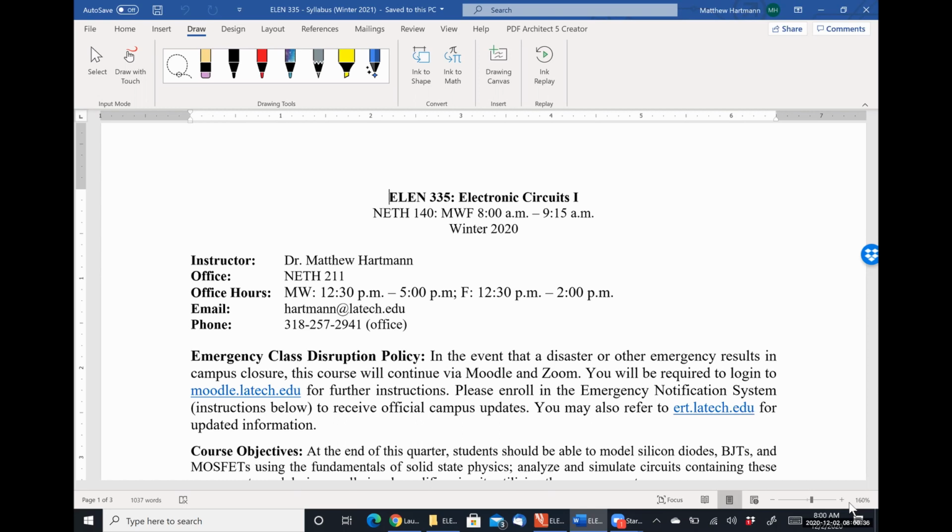My email address is my last name at lawtech.edu, and there's my office phone number, but I'm never in there, so you can try calling and leave a message, and maybe I'll respond. Emails generally work. I'm required to let you know that in the event of a disaster or other emergency, such as a university closure like we faced last spring, the class will continue via Moodle and Zoom, and all that kind of thing. All right.